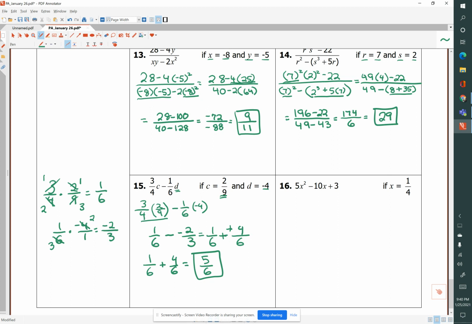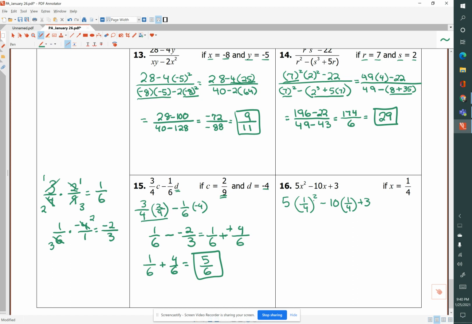And that's our final answer. Last problem. 5x squared if x is 1/4. So 5 times 1/4, which needs to be squared, minus 10 times 1/4 plus 3.